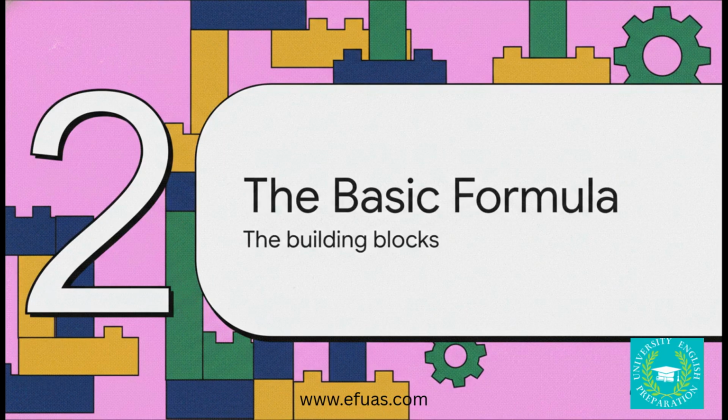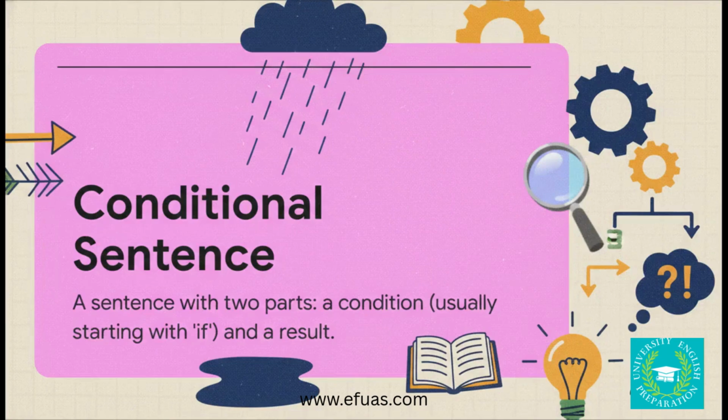We're going to start with the super simple foundation, the building blocks that every single conditional sentence is made of. And you'll see it's incredibly straightforward. So, a conditional sentence just has two parts. You've got the condition, that's the part that usually starts with if, and then you have the result. It's as simple as this. If it rains, the ground gets wet. One thing happens, which causes another thing to happen. It's all about that clear cause and effect.